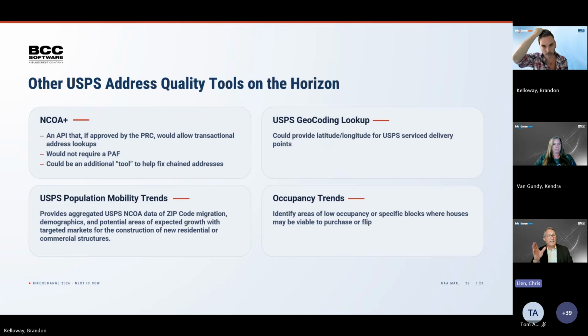NCOA Plus is a great addition to NCOA Link, and that's why surgical experts like BCC Software, who have these tools and are able to leverage them appropriately, excite me. It's going to give us the ability to do transactional lookups, one address at a time, and to look at an address without having to have a path filled out completely. It will have data updated daily from the Postal Service and leverage the Postal Service's address lookup engine, so we'll kind of supercode the addresses as we work together.